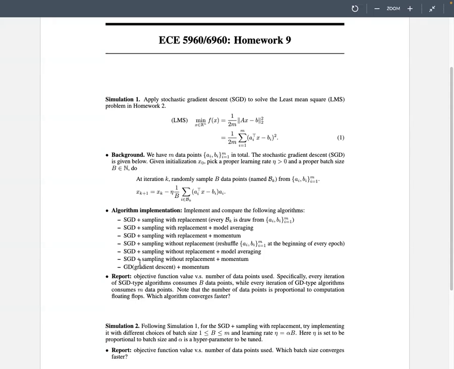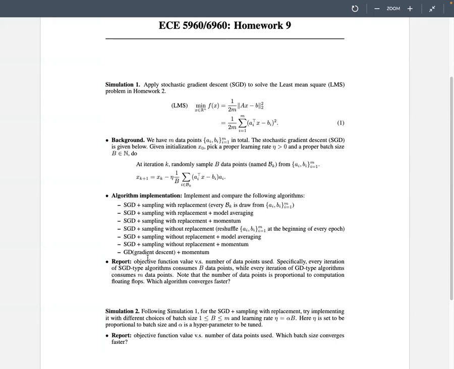And the last one is gradient descent plus momentum. We have done this before. But again, in your plot, the y-axis is the objective function value. This is the same. The x-axis is not the number of iterations. We talked about this last time. It is the number of data points that we have used. Okay. For gradient descent, in every iteration, you will sample all the data points.